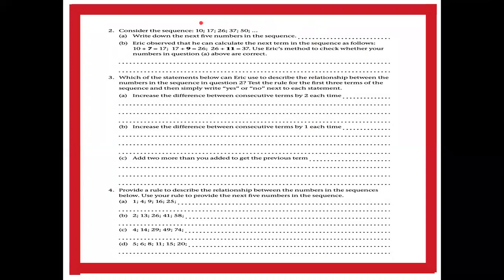Consider the sequence 10, 17, 26, 37, and 50. Write down the next 5 numbers in the sequence. Okay, so how we would do this is we would see what is the difference between 10 and 17? 7. The difference between 17 and 26? 9. The difference between 26 and 37? 11. And the difference between 37 and 50? 13. So we're going up in odd numbers.